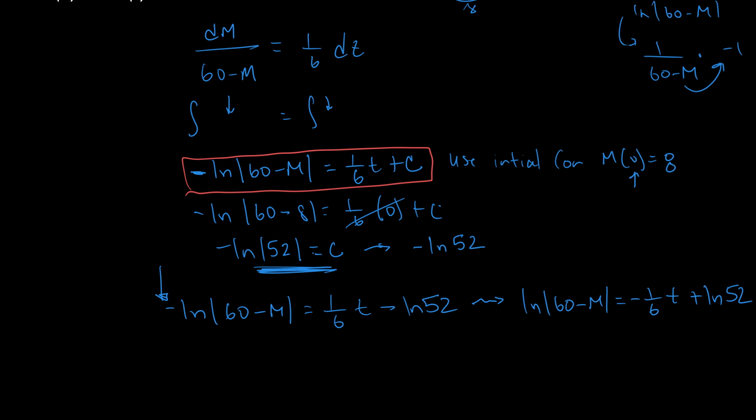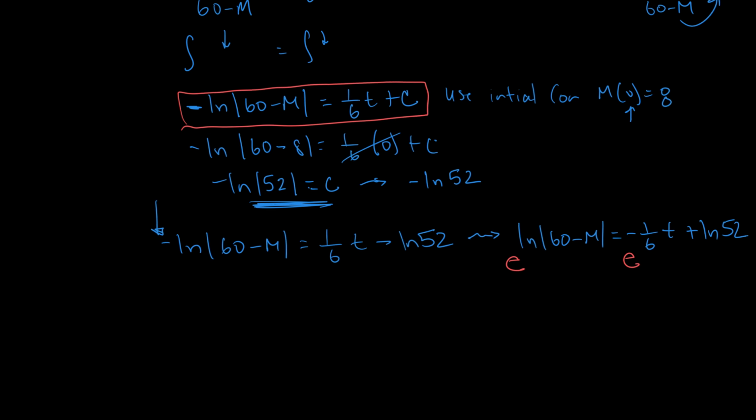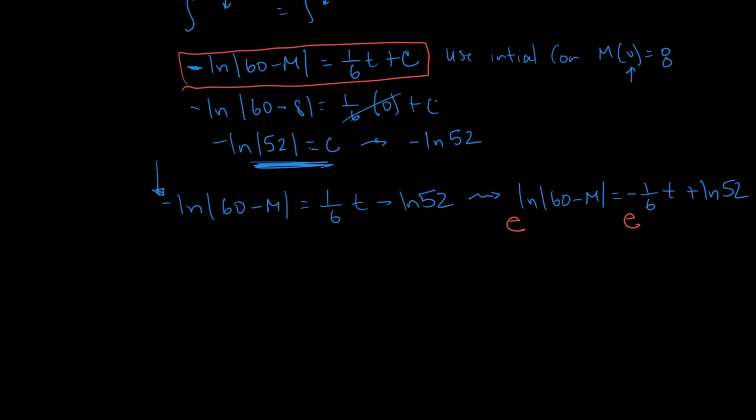Now we want to solve this. What I'm going to do is take e to this and e to that, because that's how I'm going to get rid of the natural log. Over here, this reduces itself out. So I'll have 60 minus m, and I can get rid of the absolute value at this point because the problem tells me that m of t is less than 60. I already know it's going to end up being that based on my initial conditions and constraints.